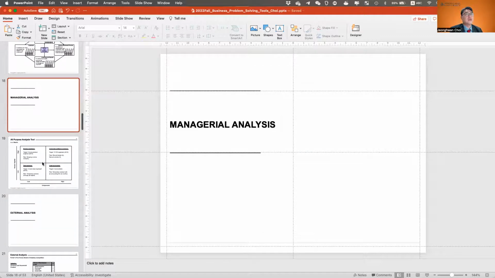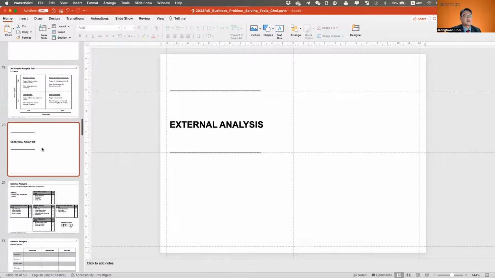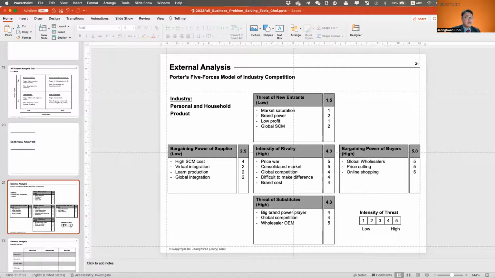Then we will go to the managerial analysis. So we must be able to learn about the external analysis and internal analysis. No matter what, I will show the 2x2 matrix to start. That is it for today. I'm sorry for my lateness.